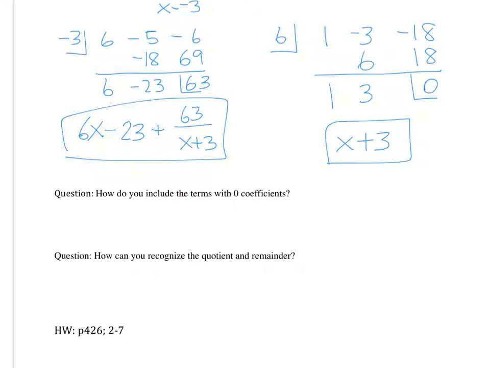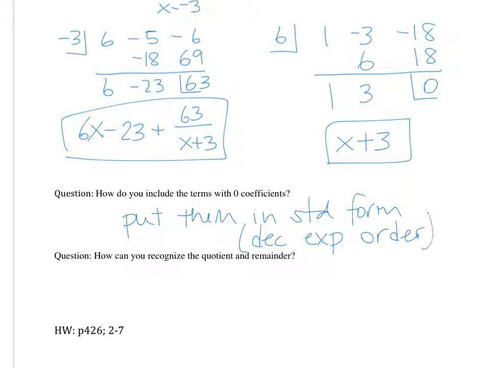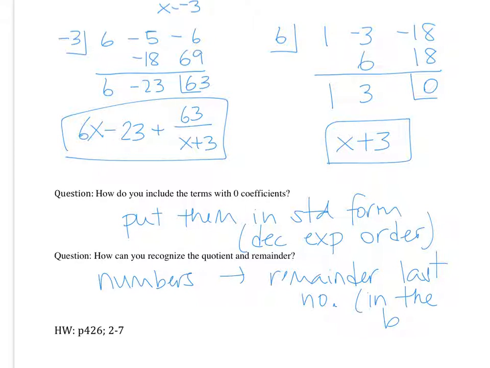And how do you include the terms with the 0 coefficients? You put them in standard form, decreasing exponential order. How do you recognize the quotient and the remainder? The quotient is the numbers. The remainder in the box is the last number in the box. Okay, that is day 1.